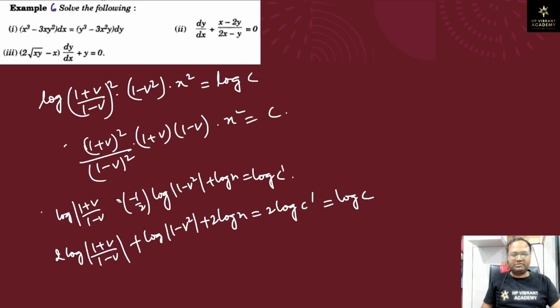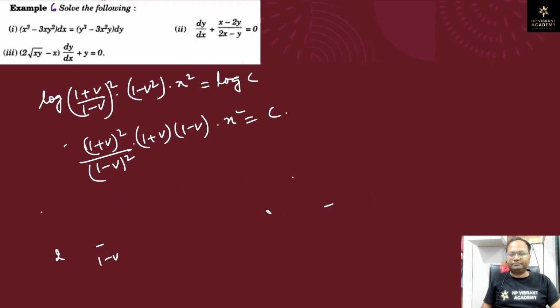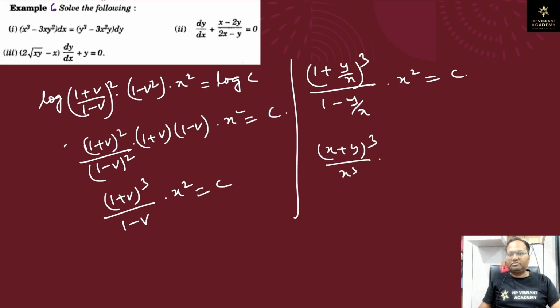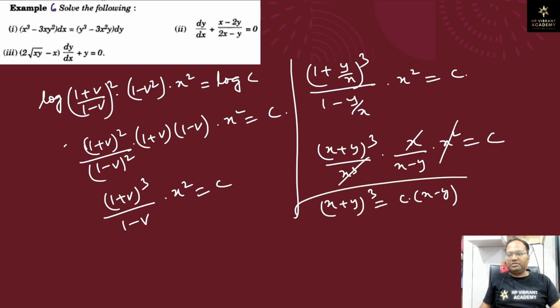Let us further simplify this. So this is (1 plus v) whole cube upon (1 minus v) times x square is equal to c. Let us put v is equal to y upon x. So (1 plus y upon x) whole cube upon (1 minus y upon x) times x square is equal to c. This is (x plus y) whole cube upon x cube times x upon (x minus y) times x square is equal to c. यहाँ से x क्यूब कैंसिल हो जाएगा, तो (x प्लस वाई) होल क्यूब इज इक्वल टू c टाइम्स ऑफ (x माइनस वाई). This is the general solution.